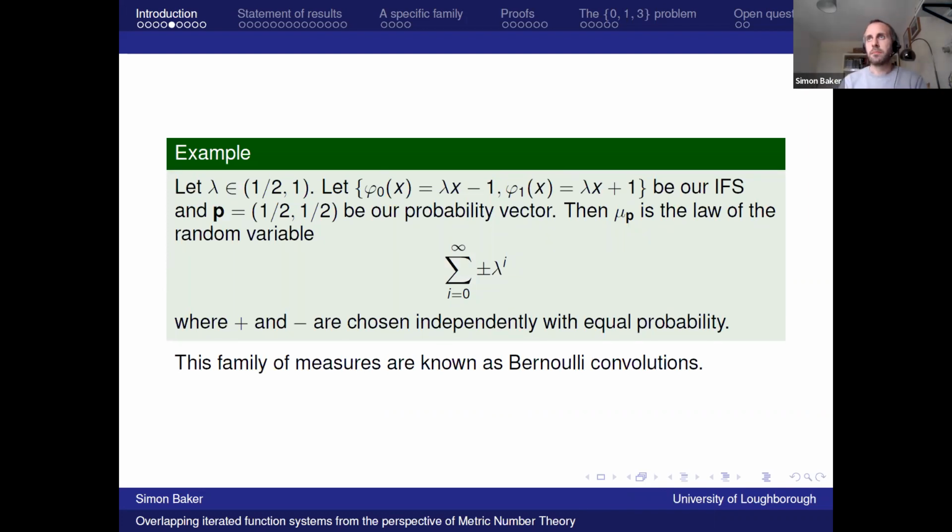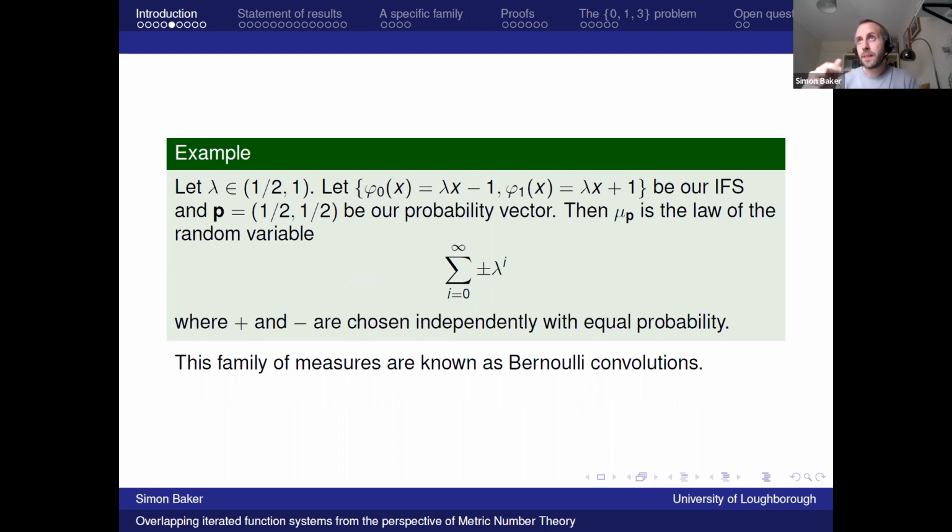So if you don't like this notion of this measure, here's a particular example which it's good to have in mind. If we take this example I had a few slides ago, the iterated function system where I have lambda between 0.5 and 1 and these two maps, then if you take your probability vector p to be 0.5/0.5, the measure mu p is the law of this random variable, where you think about this power series where you take plus or minus lambda to the i, where plus is chosen with probability 0.5 and minus is chosen with probability 0.5.